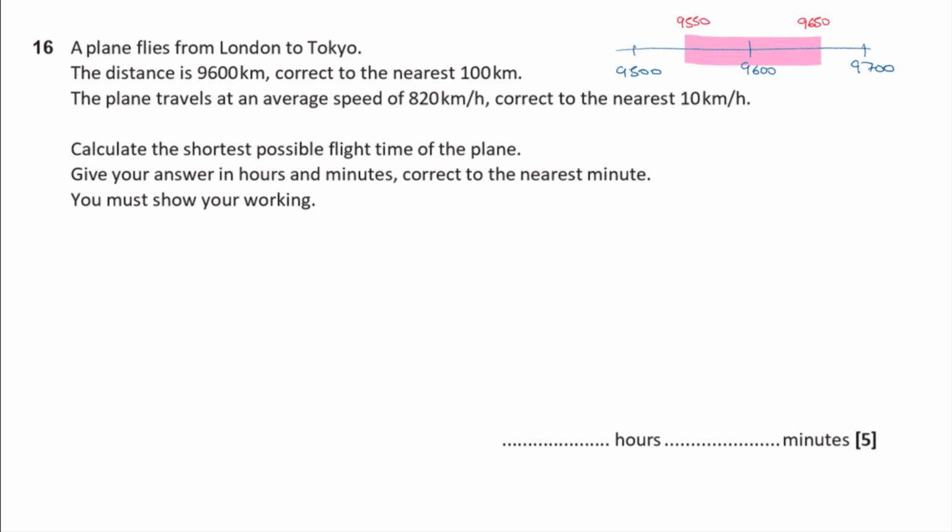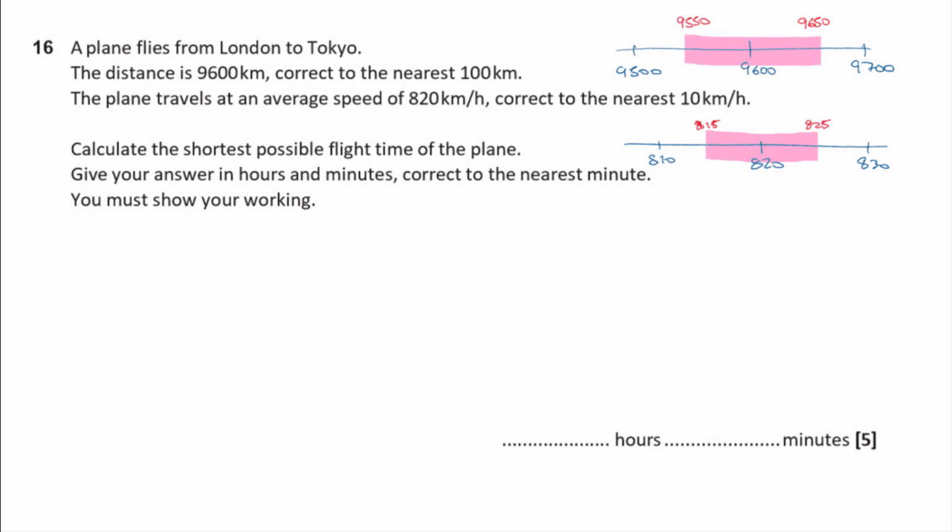Now, the speed, that is 820 to the nearest 10 kilometers per hour. So again, if I imagine a scale, the next digit up on that scale, if I was going up in tens, would be 830, and the one previously would be 810. And so the numbers that round to 820 are going to be 815 and 825. They're my two limits for the speed.